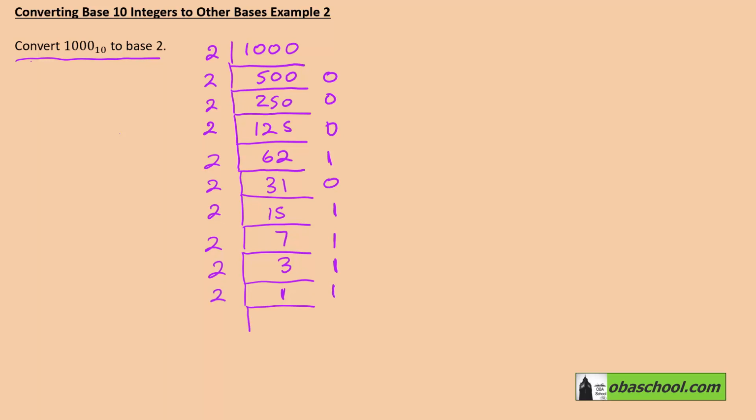And divide that by 2, and this is where we always stop, when we get to 0, and that had a remainder of 1. And then we read the number backwards. So we can say that 1,000 in base 10 is equal to 1111101000 in base 2.